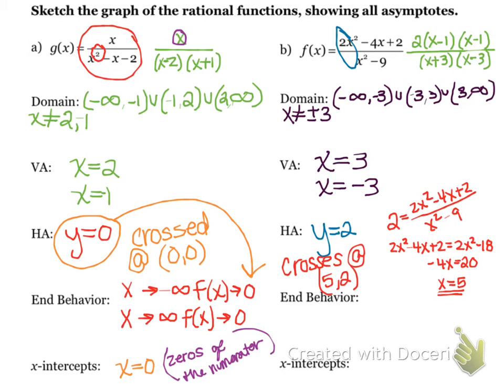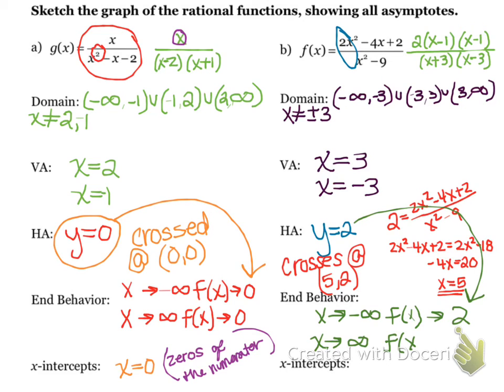So you can look in your calculator and you can see that it will cross the horizontal asymptote, but again, that's okay. Now, for our end behavior, as we go to the left, the function approaches 2 because we have a horizontal asymptote. And as we go to the right, the function also approaches our horizontal asymptote at 2.